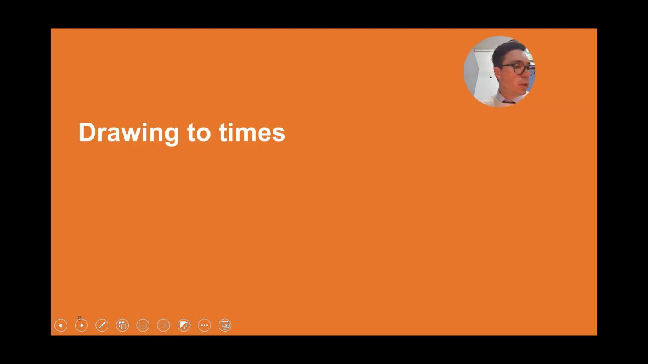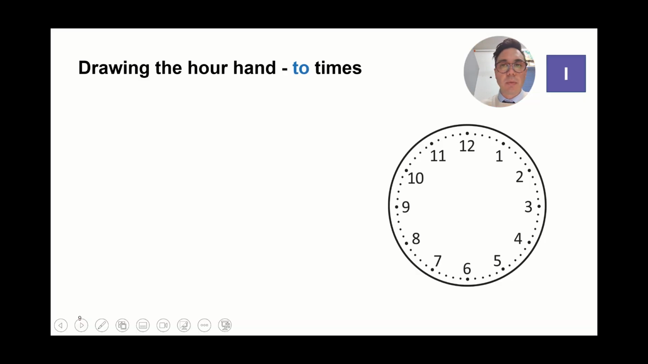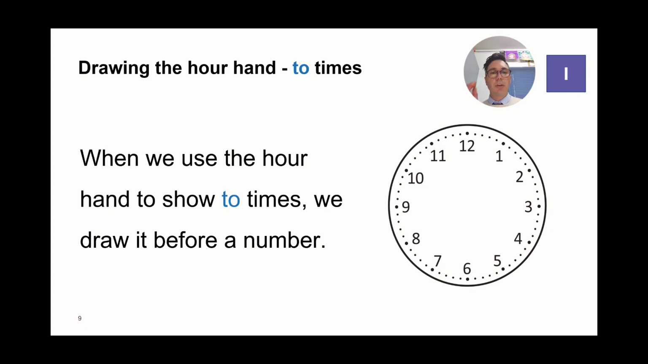Okay, time to be looking at the drawing down the bottom of your sheet. So I want you to draw, using a ruler, the hands on the clock. First, we're going to start with the hour hand. When we use the hour hand to show to times, we draw it before the number. So if we're looking at this side of the number, before it gets there. So looking at 9, we draw it before the 9. Before the 4.